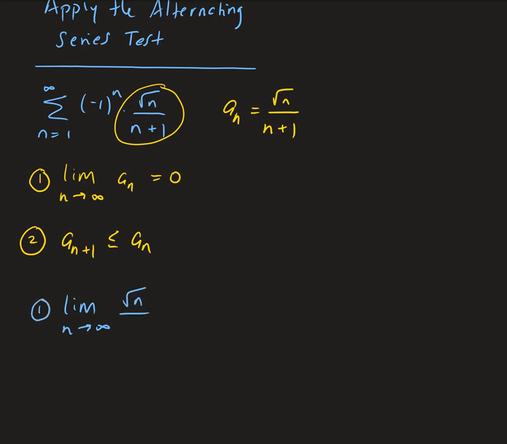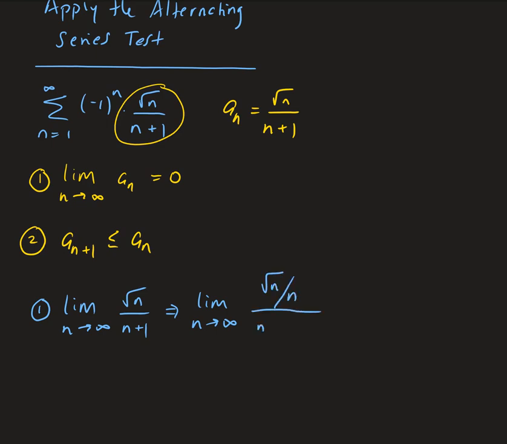So the limit of root n over n plus 1. We can evaluate this by looking at the denominator and dividing by the variable with the highest power. In this case it's n, so we can divide each term by n.